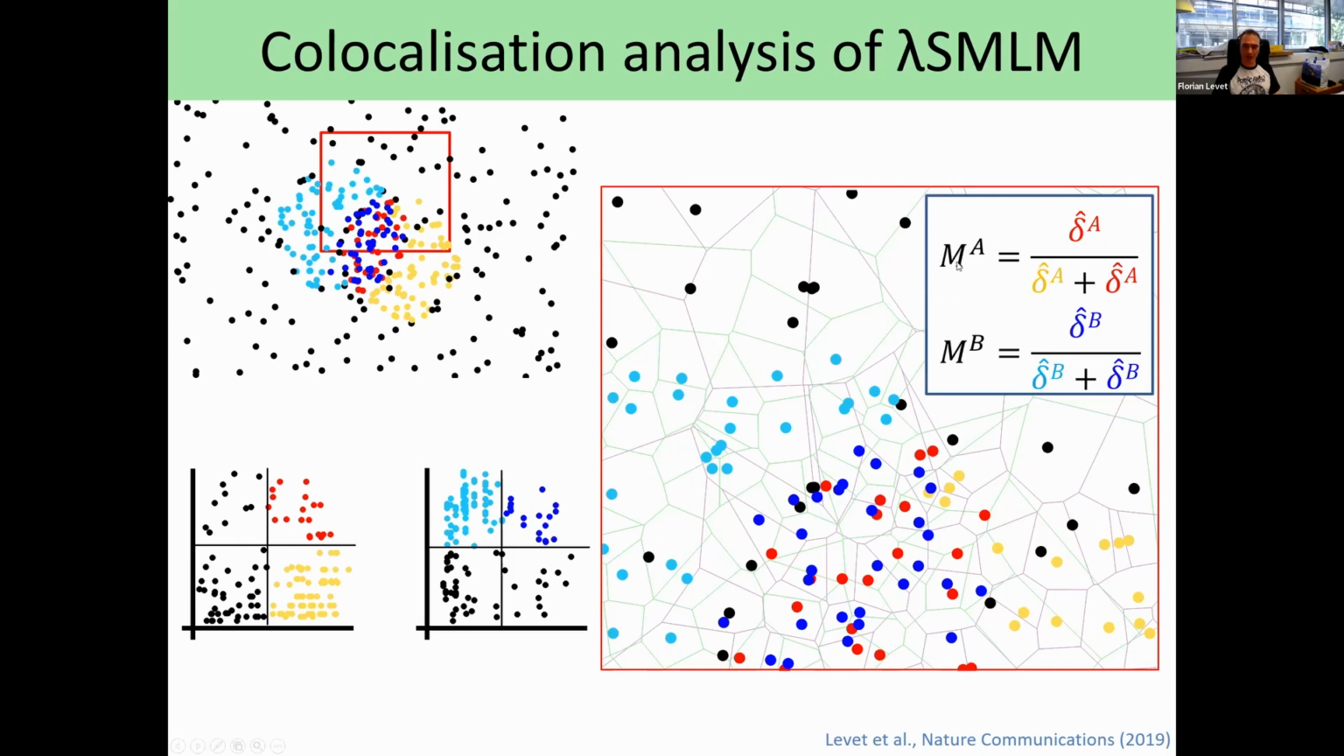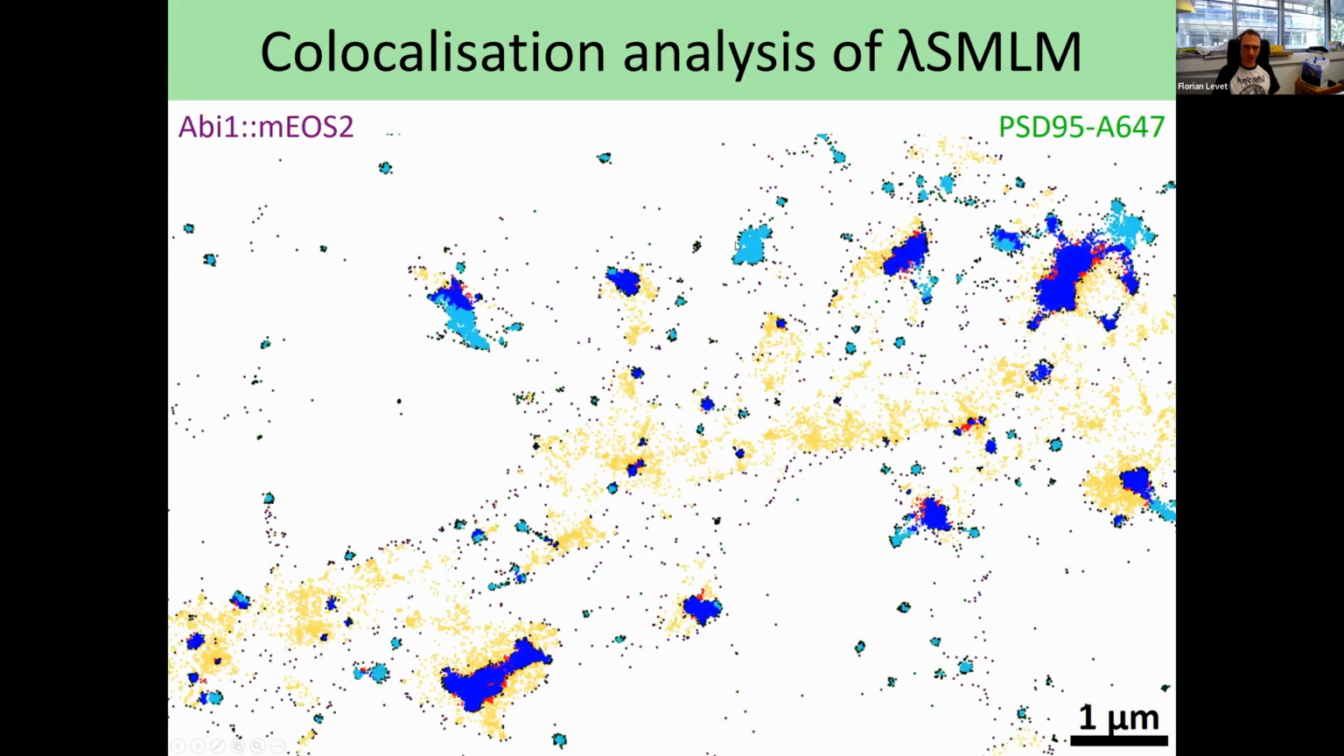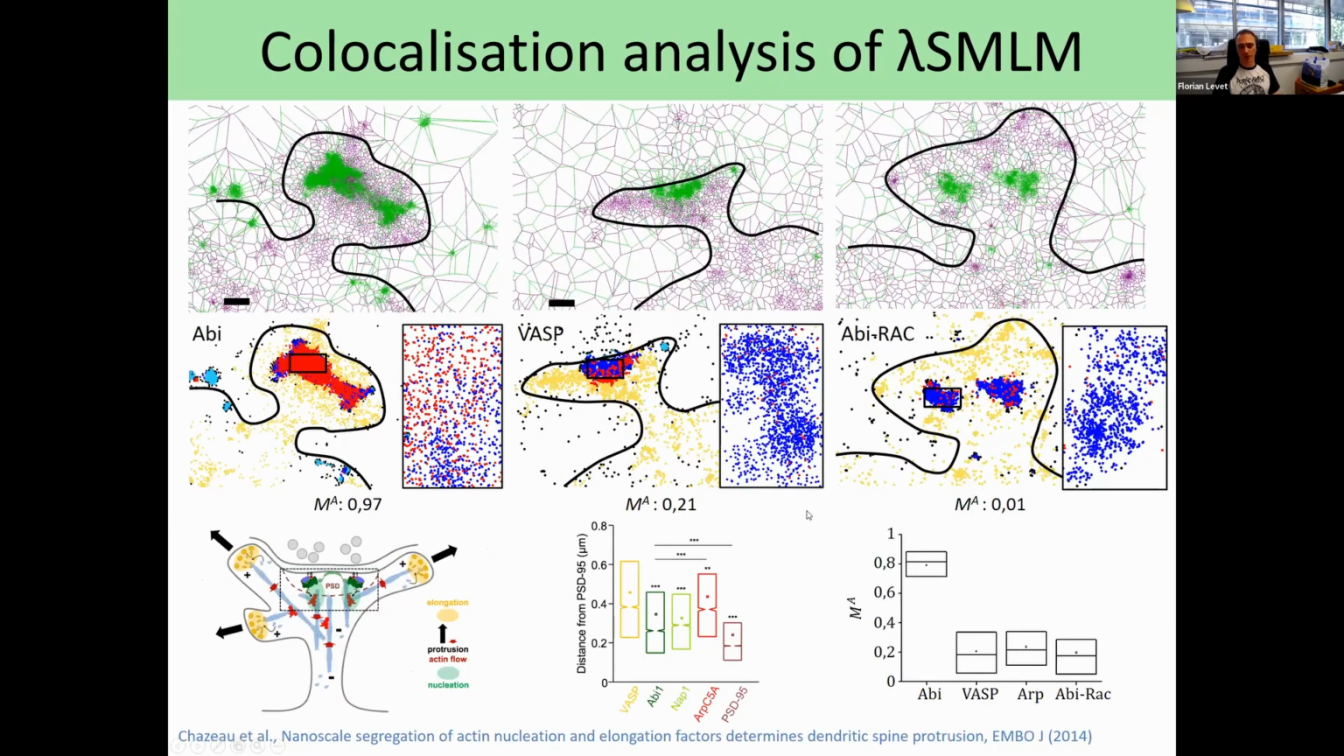And now we can compute the Manders coefficient of the staining A as the density of the localizations in red divided by the density of the localizations in red and in yellow, and for the color B as blue and cyan. And we end up from this data with this result where we can really see where we have the colocalization, where we have the colocalized localizations, and we can compute some Manders coefficient in order to find a real quantification of this colocalization.